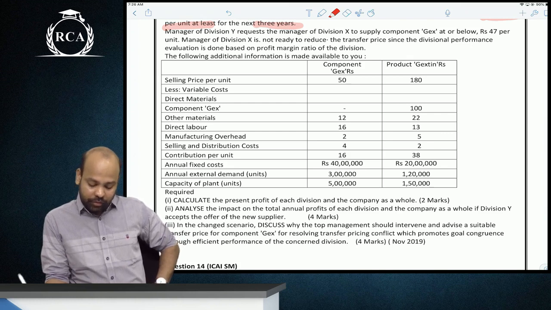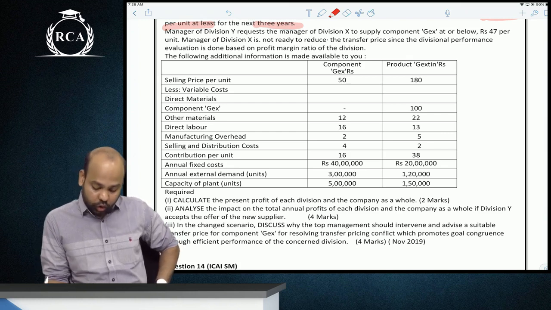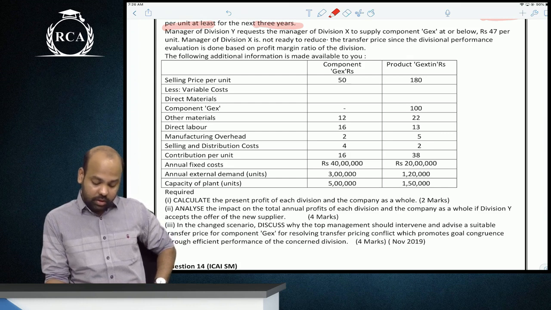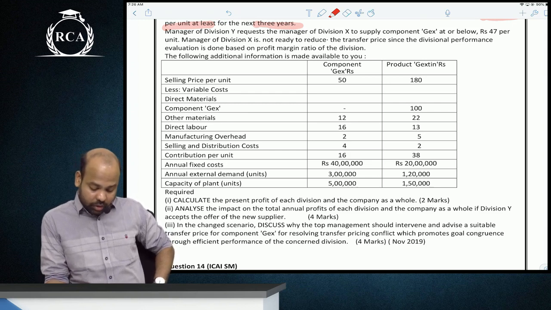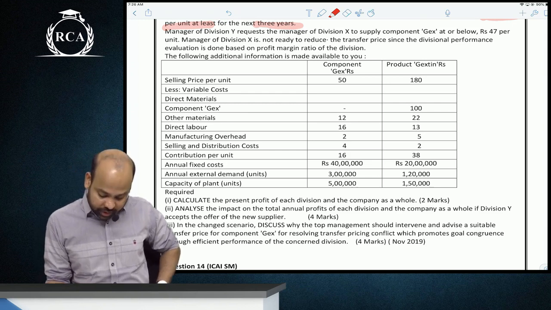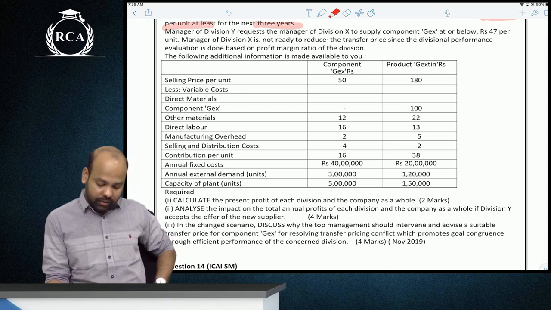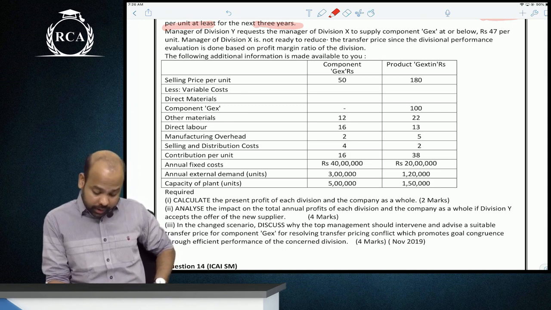Calculate the present profit of each division and the company as a whole, and see which is better. Remember, the other division's requirement will determine how much we are transferring to them. Analyze the impact on the total profits of each division and the company as a whole if division Y accepts the offer of the new supplier.